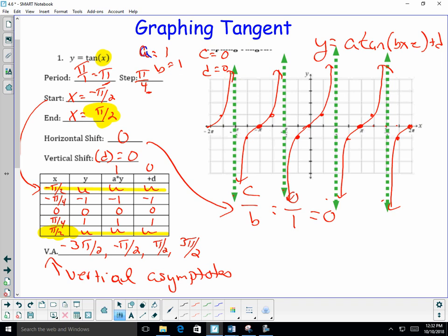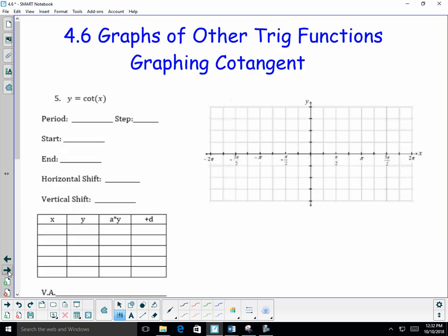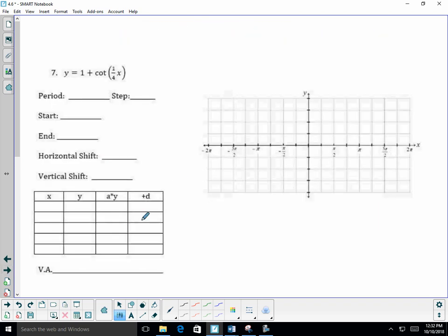So now let's do one of cotangent that has some transformations. So I am skipping ahead to number 7 on your packet. So please look at number 7 in your packet. Okay, this one I have y is equal to 1 plus cotangent 1/4 x. So my a is the number out in front of this trig function, which will be 1. My b is going to be 1/4 because that's what I'm multiplying x by. My c is whatever I'm adding or subtracting inside the parenthesis, which will be 0. And my d is going to be 1 because that's whatever I'm adding or subtracting on the outside.